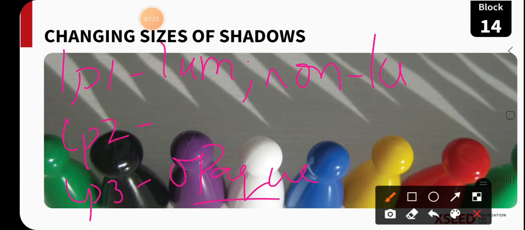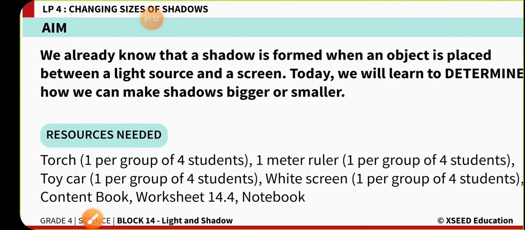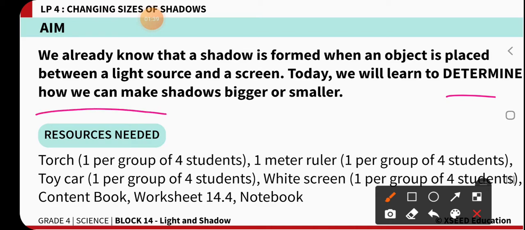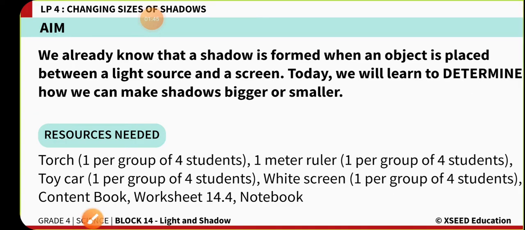In today's class, that is LP4, we are going to learn how to change the sizes of shadows. What is the main aim of today's class? The main aim is to determine how we can make the shadows smaller or bigger. To understand this, we are going to do an activity.